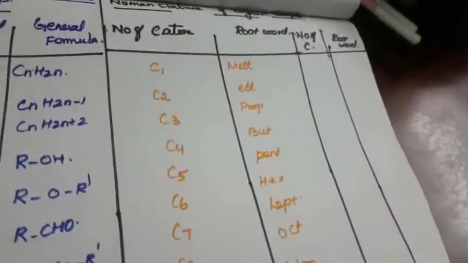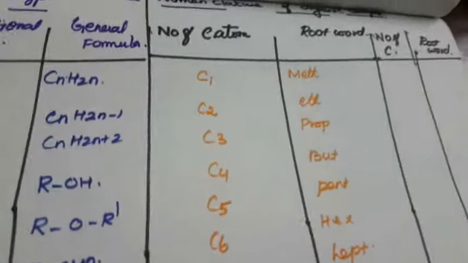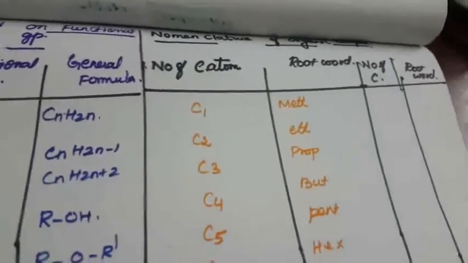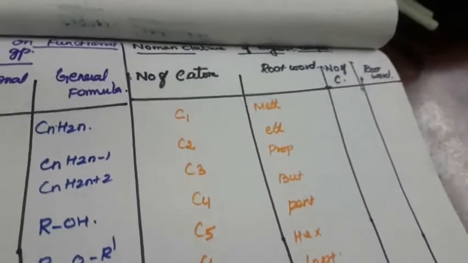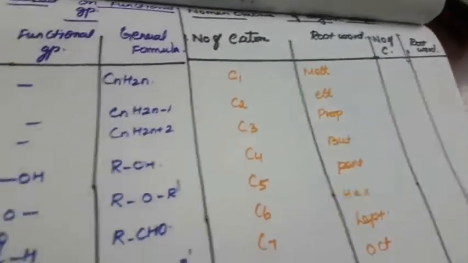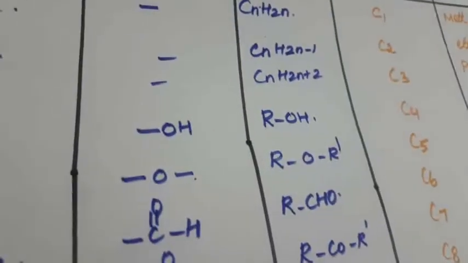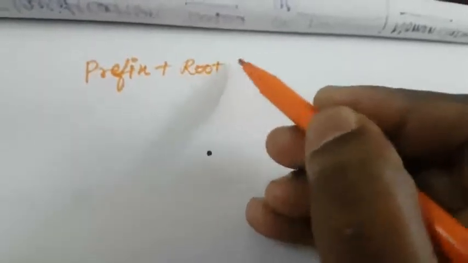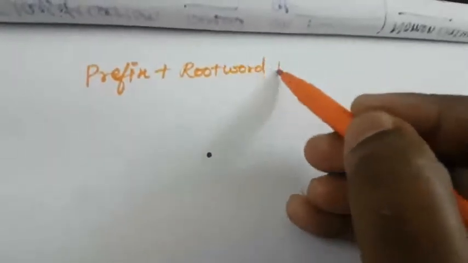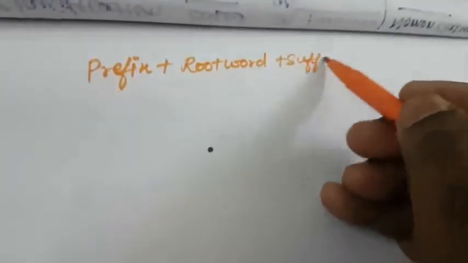Up to 6 or 7 carbons only is what you need for your nomenclature. In your textbook more than 100 are given, like 50, 60, directly. First you need to understand how to write the IUPAC name of a compound. The main formula of the IUPAC name is prefix plus root word, then suffix. This is the way of writing.